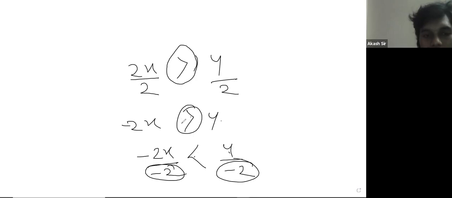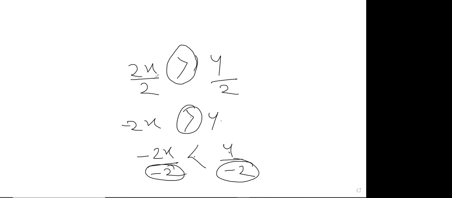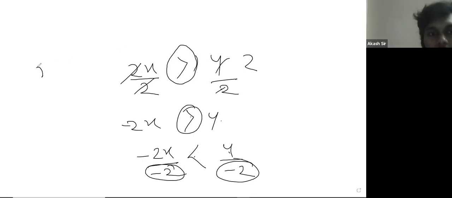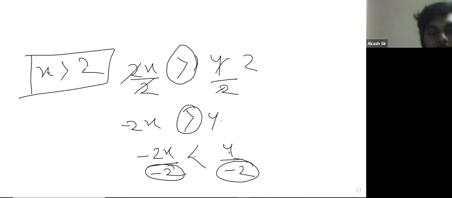Got it? So what will be the solution for these? See, here it is cancelled. So the solution is x is greater than 2. This is the answer. X should be greater than 2. 2.1, 2.2, 2.3, 3, 4, 5, infinite numbers, right?